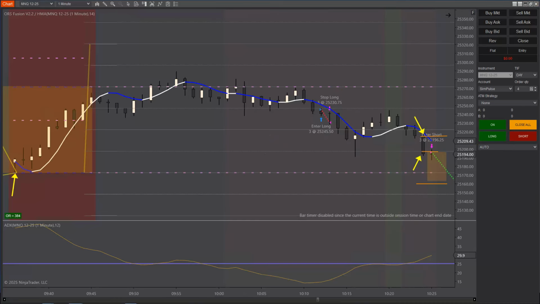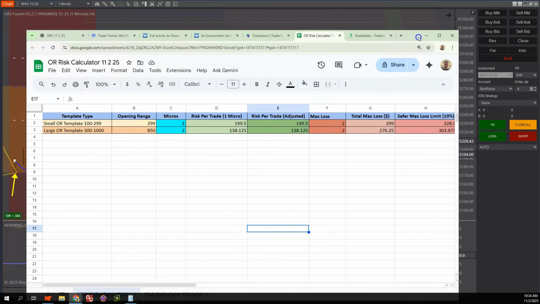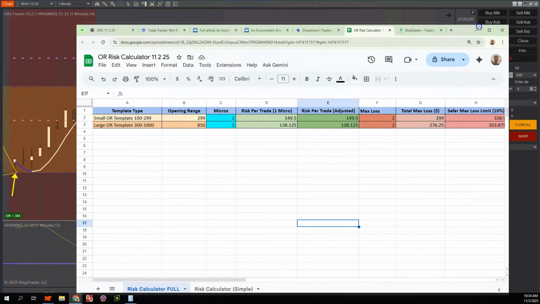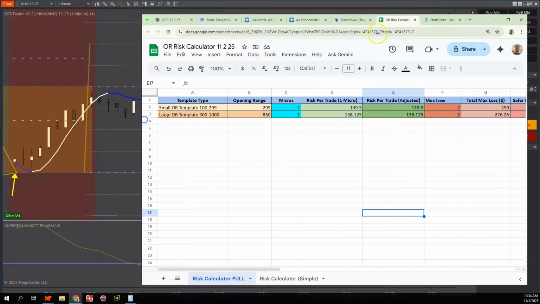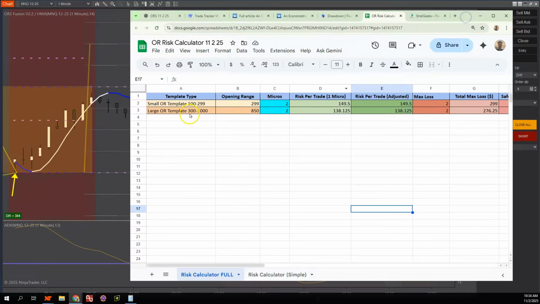However, if you do want to adjust, okay, so today was a 400 tick opening range. I'll also give you the spreadsheet; everybody gets this spreadsheet. 400 tick means we're on the large OR, so I just press enter. Now I know, because I have all the formulas listed in here, that if I'm using 3 micros, my risk per trade is $97.